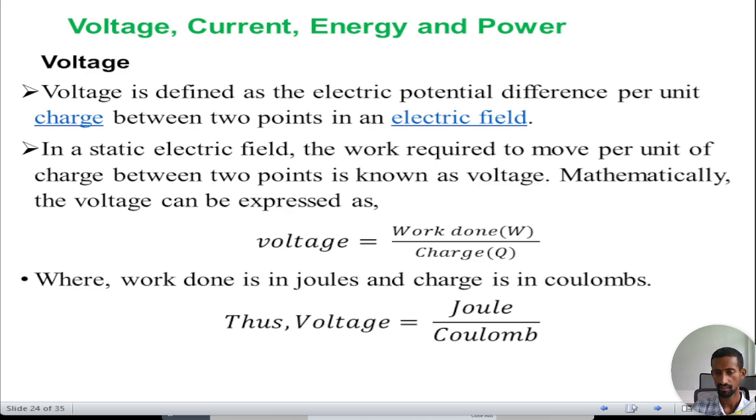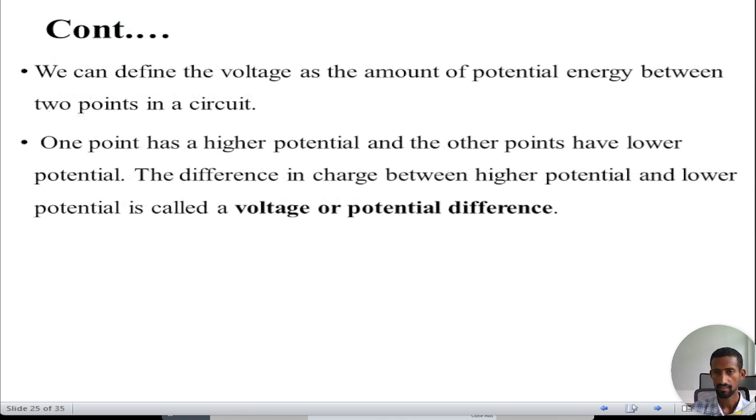In a static electric field, the work required to move a unit of charge between 2 points is known as voltage. Mathematically, we can express voltage as work done per charge, where work done is in joule and charge is in coulomb. We have seen in the previous class that the unit of charge is coulomb. We can define voltage as the amount of potential energy between 2 points in a circuit.